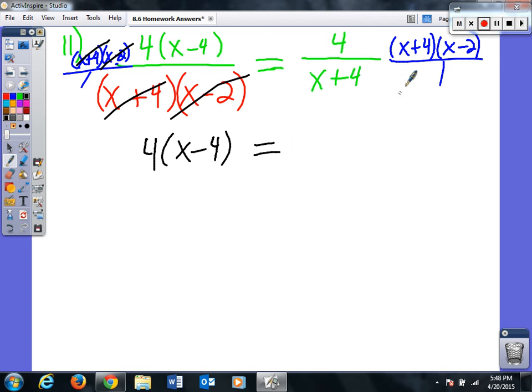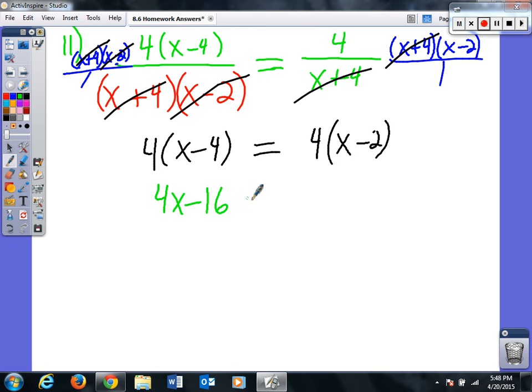On the right side, we have an x plus 4 on top, x plus 4 on bottom. So that's 4 times x minus 2. Let's multiply this all out, combine like terms, and see what we can do to solve. So 4x minus 16 equals 4x minus 8. So you might begin to see an issue here.